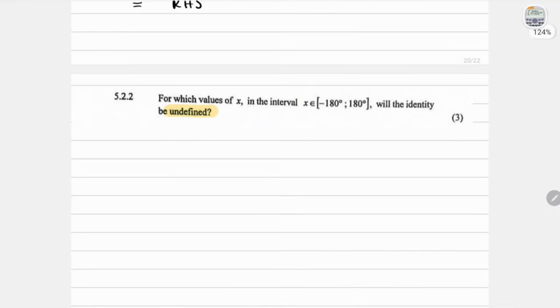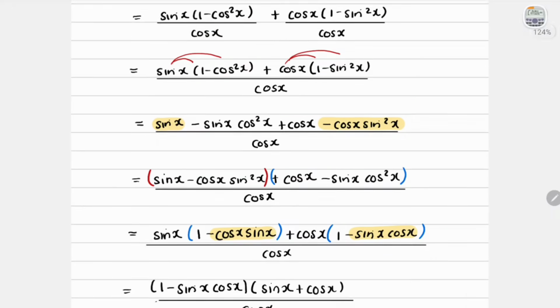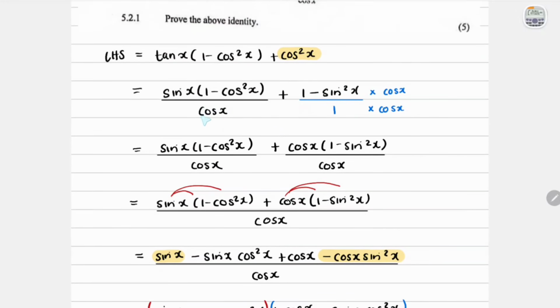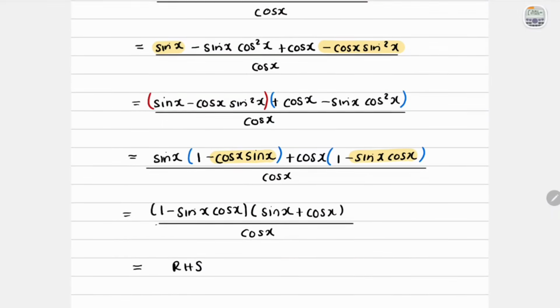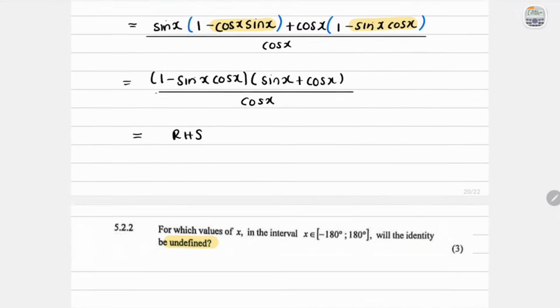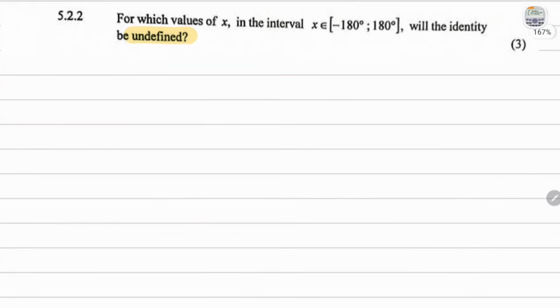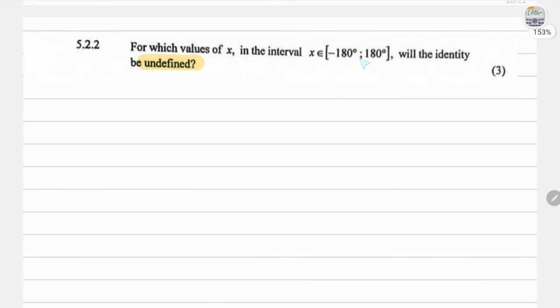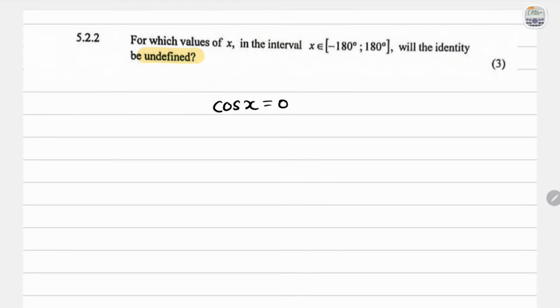So let's go ahead and look at what the denominator of our expression was all through. You see that the only denominator we had was cos x. So if that is equal to 0, then our expression will be undefined. So that's the equation that we have to find the solution to, for that interval, of course. So we're looking at cos of x being equal to 0.